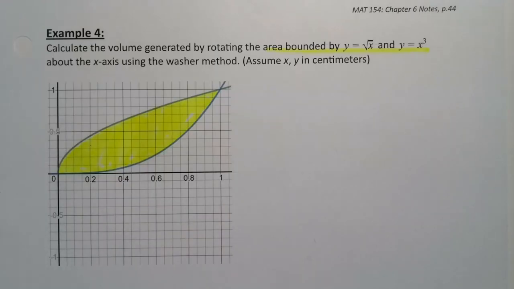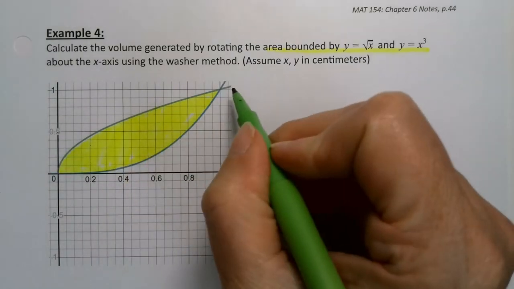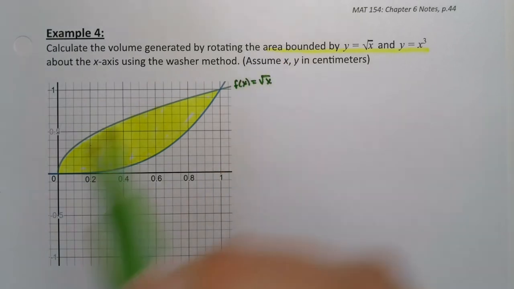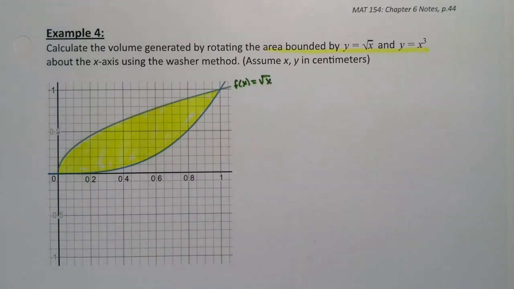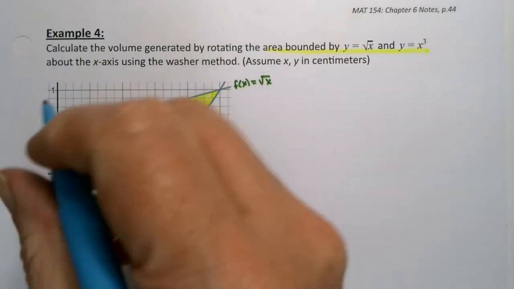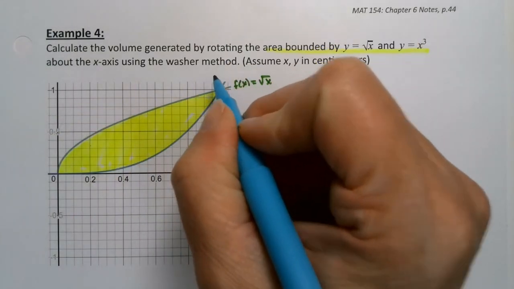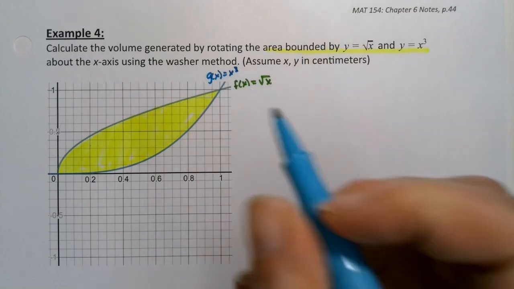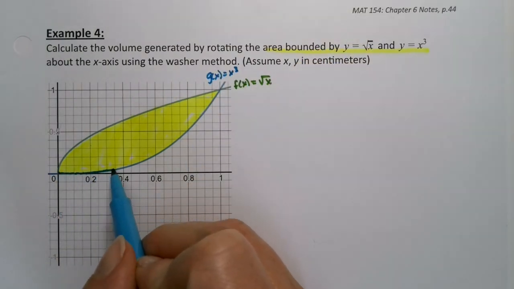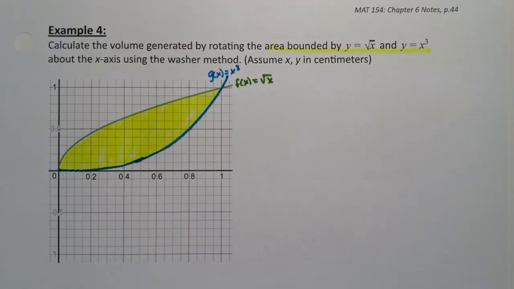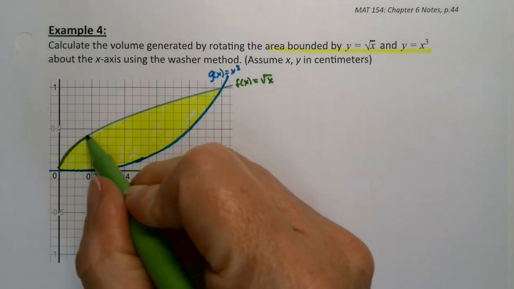All right, so let's label those. This one is f of x, which is the square root of x. This other one over here, this blue one right here, is the x cubed. So that would be g of x, which is x cubed, right there. So that's that curve right there. G of x is x cubed, and this is f of x equals the square root of x right there.